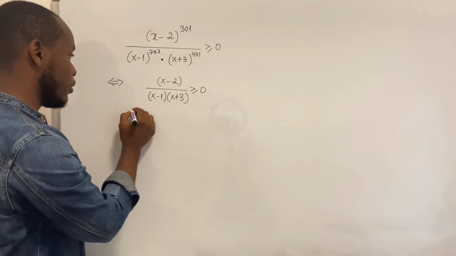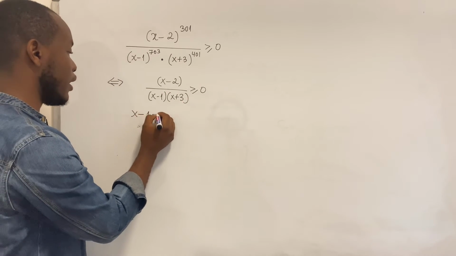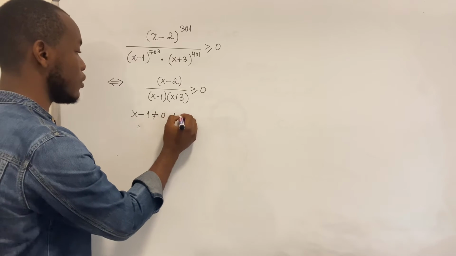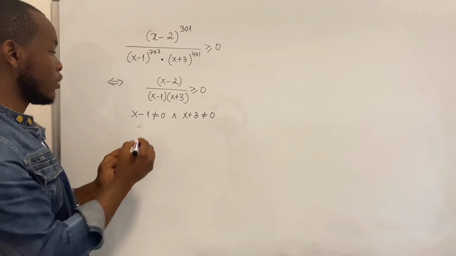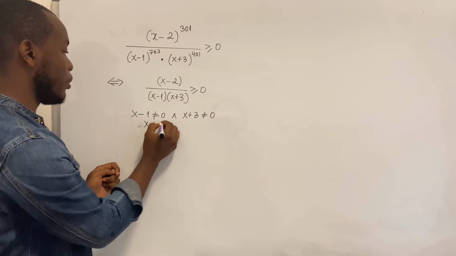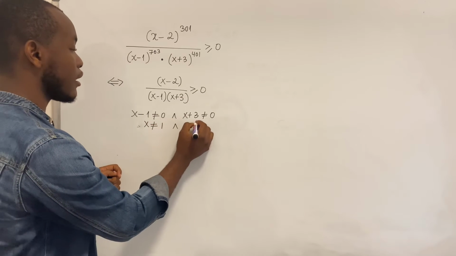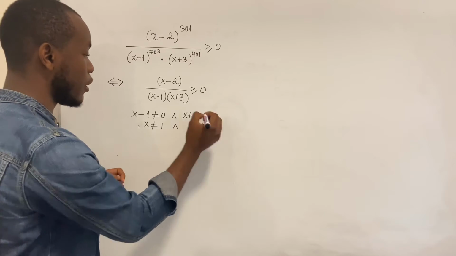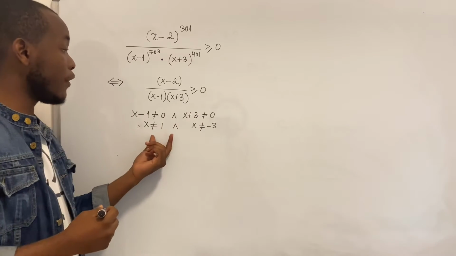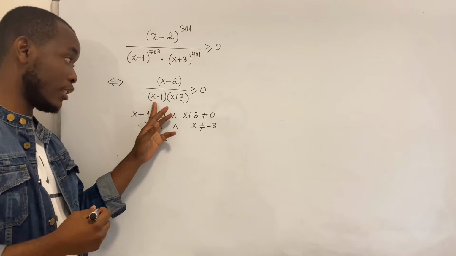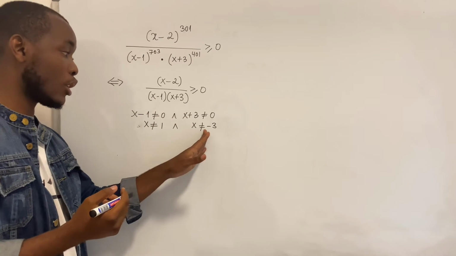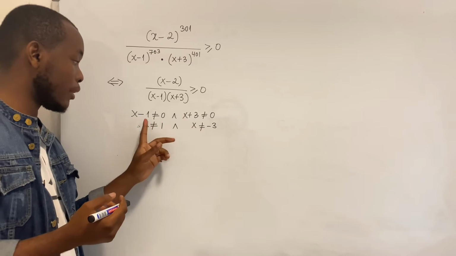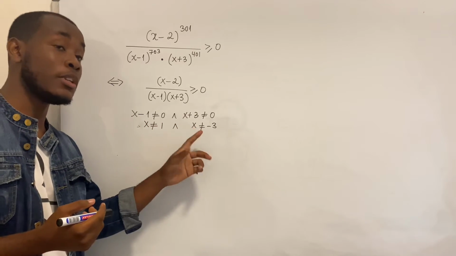So what we do now, we can state that our denominator can never be equal to 0. Okay, so x will be different than 1 and x has to be different than minus 3. Because if x is 1, then this will be 0. So our denominator can never be 0. That's why x cannot be 1 and cannot be negative 3.